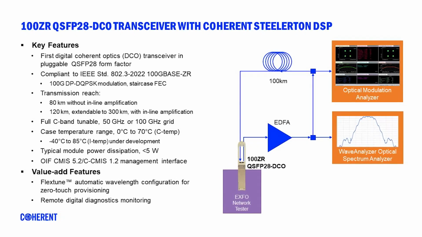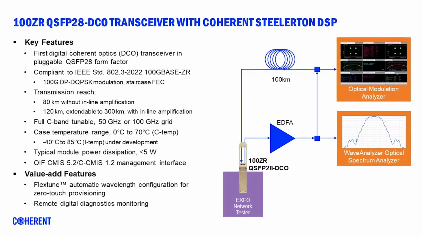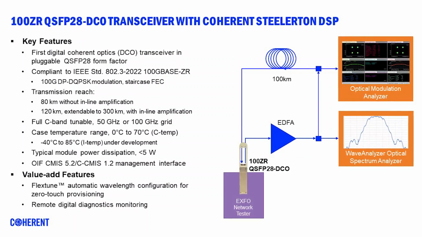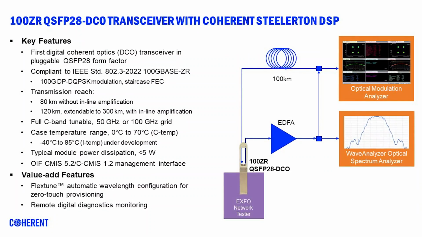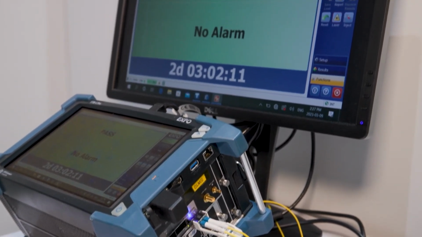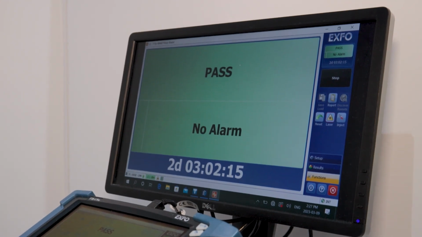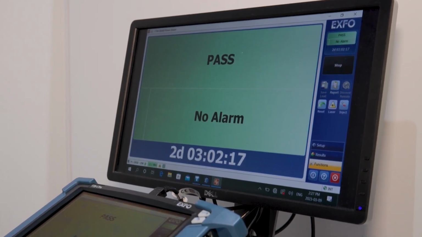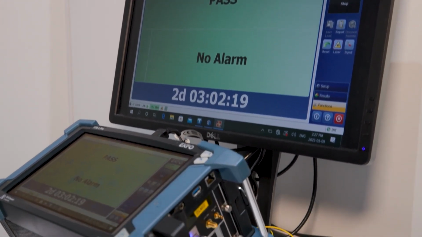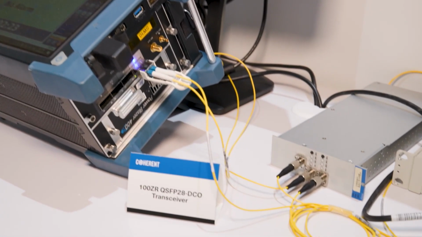QSFP28-DCO module 100ZR is based on an IEEE 100GBASE-ZR standard. It's the first IEEE standard for a coherent optical interface. The module will support transmission over 80 kilometers of standard single mode fiber without any inline amplification. With inline amplification, you can extend the reach to 120 kilometers and optionally even up to 300 kilometers.